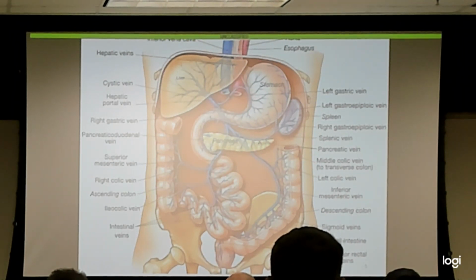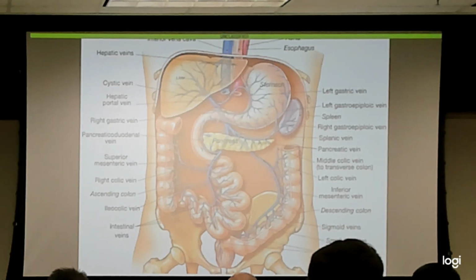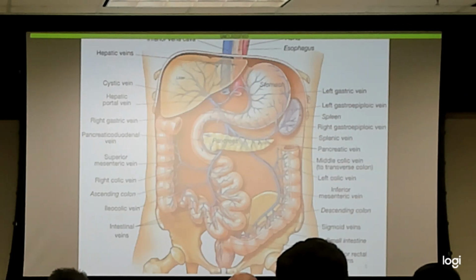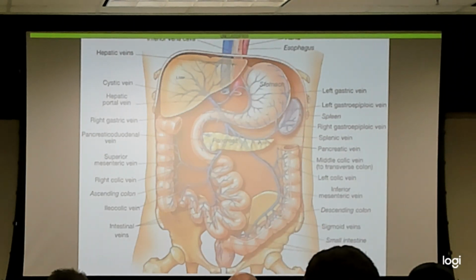But this part, if you don't understand this part of the lecture, the other parts are going to be a little bit more difficult. So I'm going to start with the hepatic or hepatoenteric circulation.